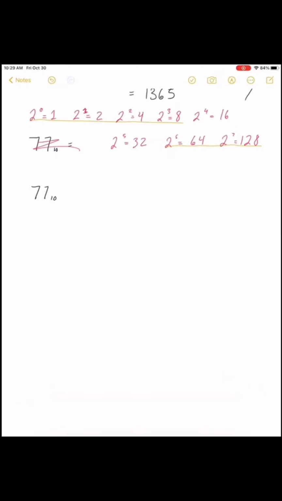So looking at this, I know that for 77, the largest power of 2 that can fit into this number is 64. And then we're left with 10, 11, 12, 13. So what I'm going to do is essentially keep breaking up my number. So 64 is a power of 2, and then I have this 13 left over.